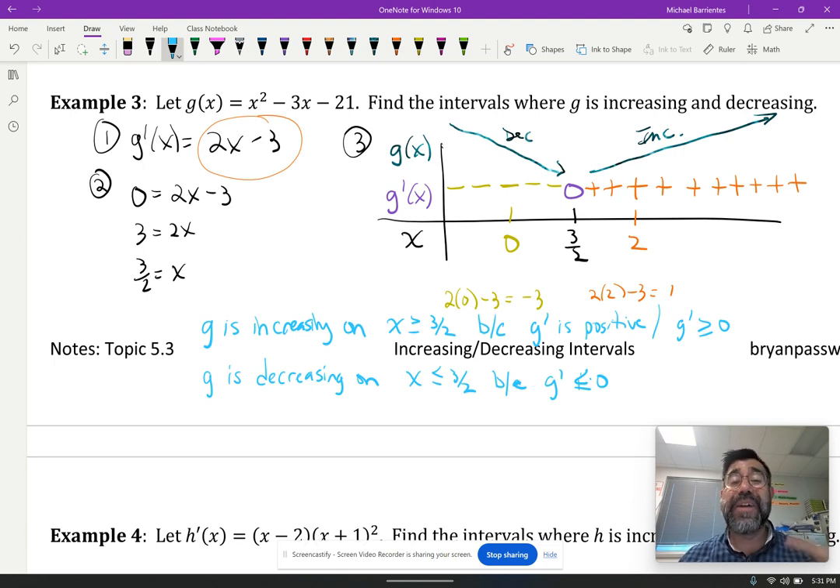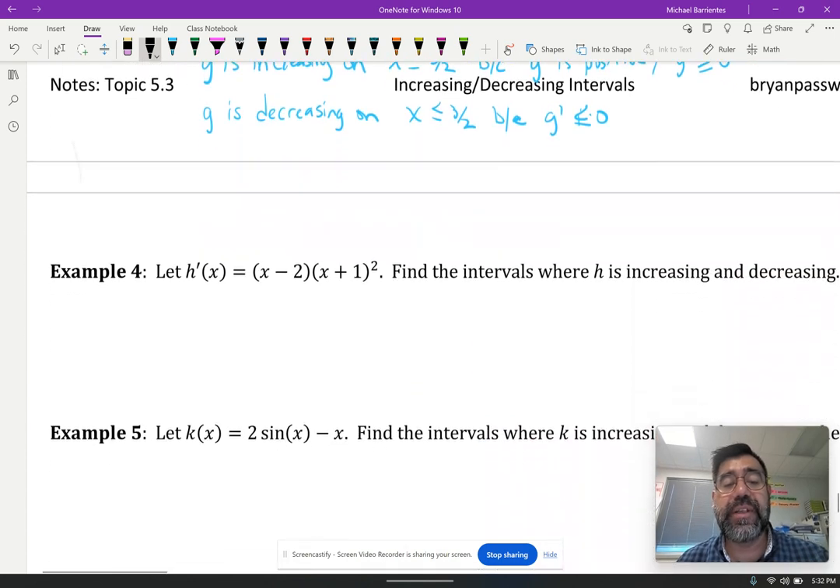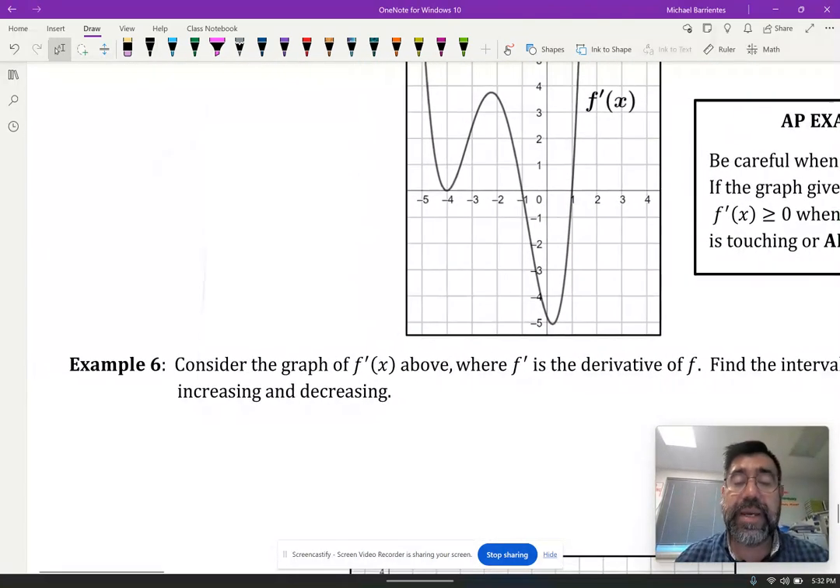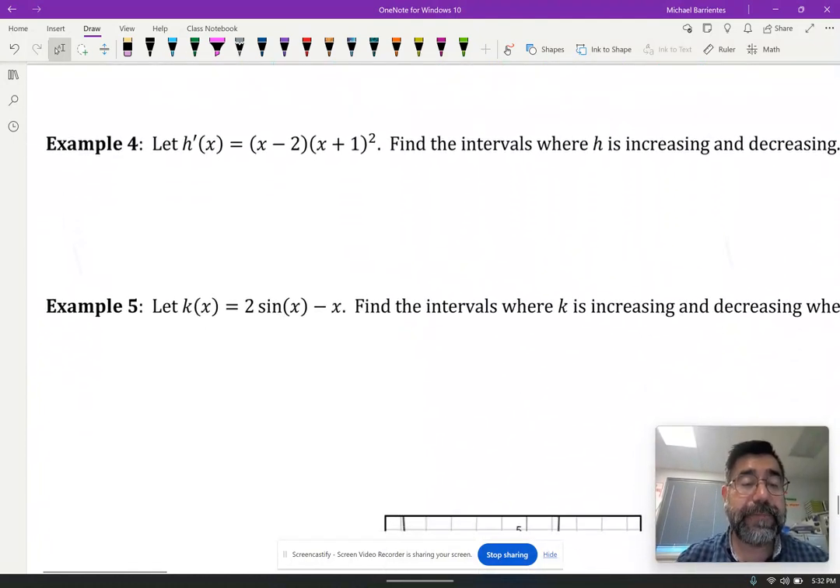Number two, find the critical points. Number three, set up a little sign chart. Number four is interpret what the sign chart is telling us. It might seem like it's a lot, but it really is an organized way to accurately find the intervals of increasing and decreasing. We'll do example 4, and then we'll pause, and we'll come back to do the other ones in a little bit. Okay.